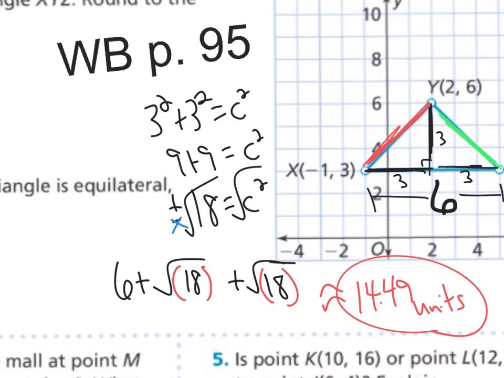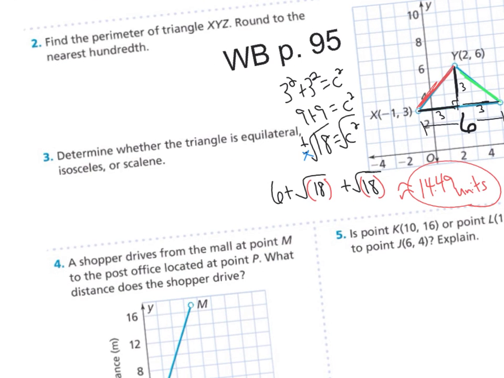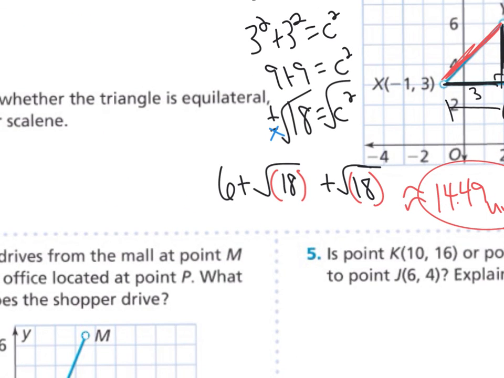And then number 3, it says to determine whether the triangle is equilateral, isosceles, or scalene. So that's just based off of how many sides are the same length. So we said 2 of the sides had square root of 18 for their length. So since 2 sides are the same, this would be an isosceles triangle.